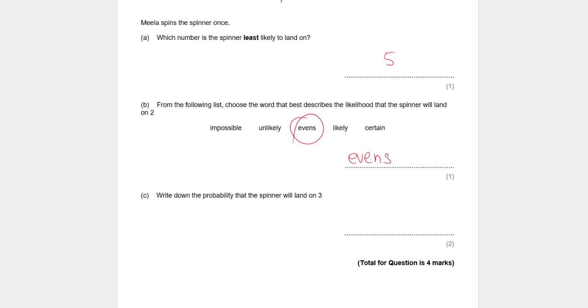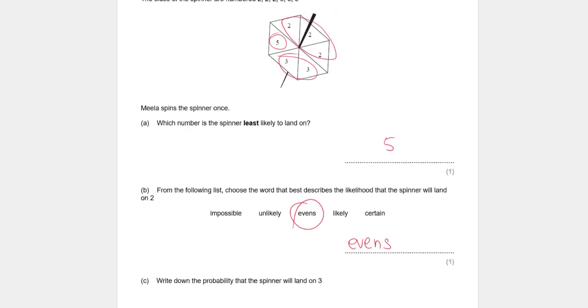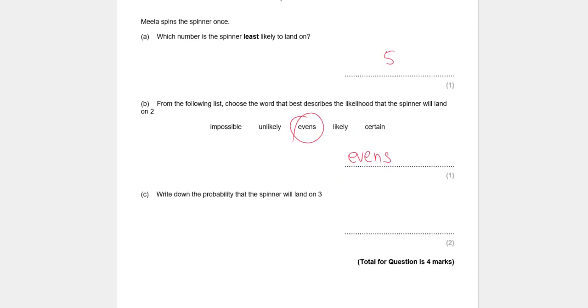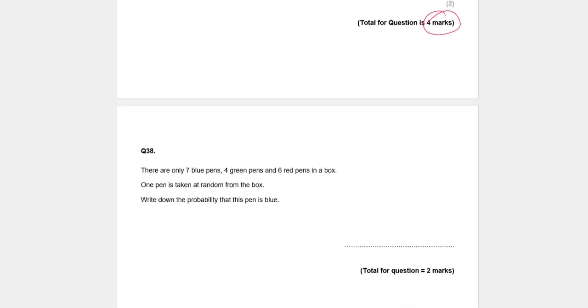Write down the probability that the spinner will land on 3. So we have 2 lots of 3 out of 6. That will be 2 out of 6. Usually you don't need to simplify probabilities unless the question tells you to. So that will be easy, 4 marks.